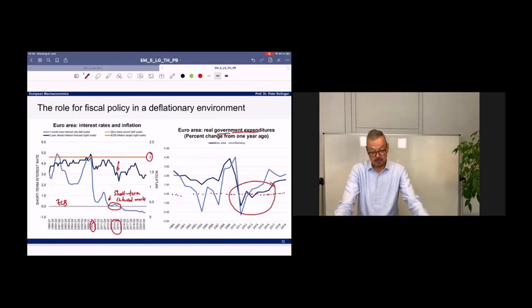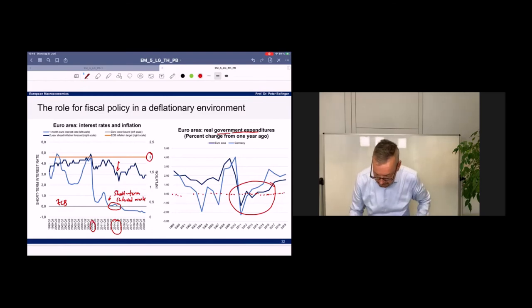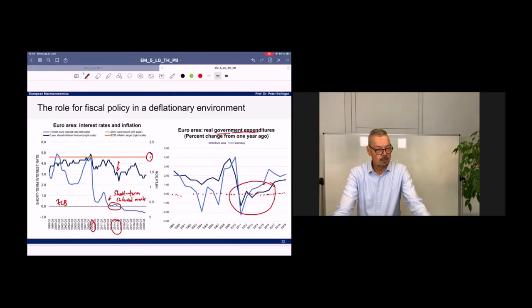And here, of course, cooperation between fiscal policy and monetary policy would have been helpful, especially in Germany. So in Germany, everybody complains about low interest rates. But here you can see, that's the light blue line, that even in Germany, which had a relatively solid fiscal position, in this period, at least until 2015-16, the real increase of government expenditures was relatively low.